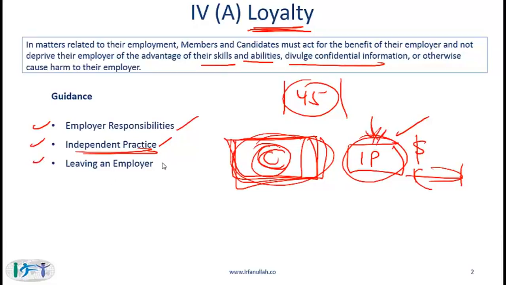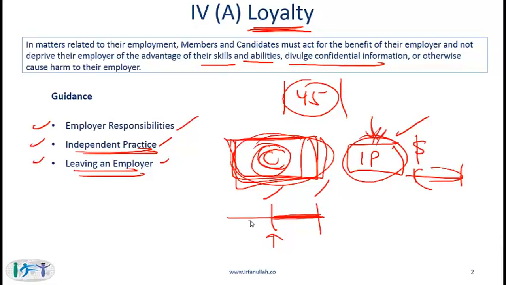Another important point has to do with leaving an employer. Let's say that you have decided to leave your employer and you have given your employer a 1-month notice. So this is your notice period. Here you submitted your resignation, gave a 1-month notice period, and this is your end date. So once you've decided to leave, what behavior is acceptable and what is not acceptable?